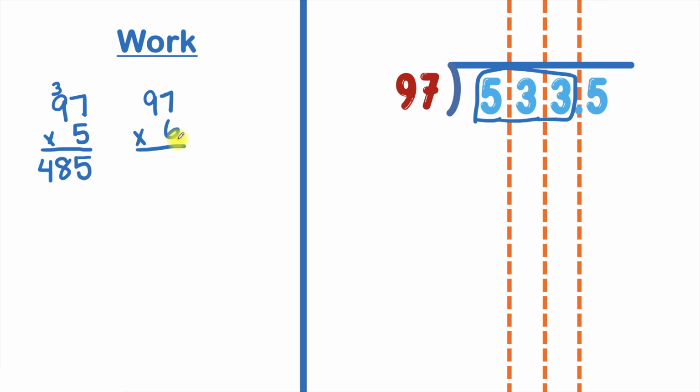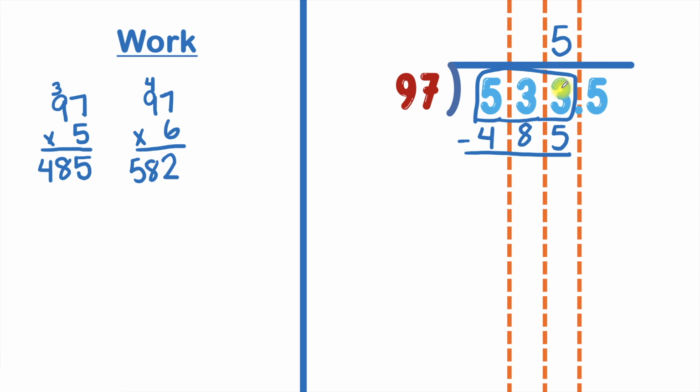6 times 7 is 42. We'll bring down the 2 and carry over the 4. 6 times 9 is 54. 54 plus 4 is 58. That gives us 582, and that's too big, so we're going to have to use the number 5. And we always write a line under the number we're dividing. So we'll put a 5 here, and then underneath 533, we'll write 485. So we'll put 4, 8, 5, and then we'll subtract everything.